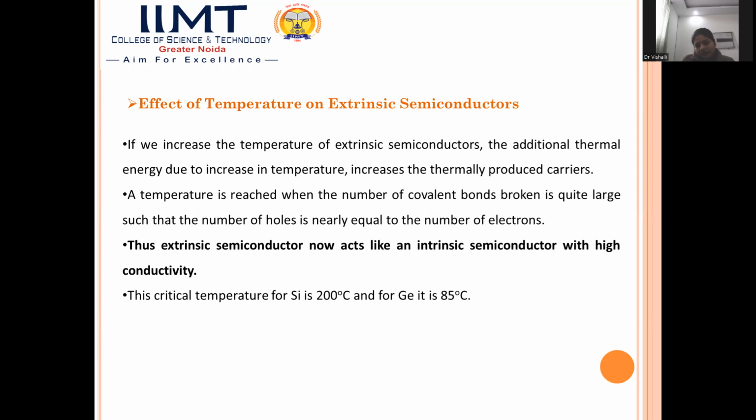But in extrinsic, since we are adding impurity, the numbers of electrons and holes vary in n-type and p-type semiconductors. Like in n-type semiconductor, the number of electrons is more. Electrons are the majority carrier. But if we increase the temperature, then at a certain temperature in the extrinsic semiconductor, the number of holes produced by thermal generation will become equal to that of the electrons again, and the semiconductor will now act as an intrinsic semiconductor with high conductivity. The value of this temperature is 200 degrees Celsius for silicon, and for germanium it is 85 degrees Celsius. So that is the effect of temperature on the extrinsic semiconductor: it will start to act like the intrinsic semiconductor with high conductivity.